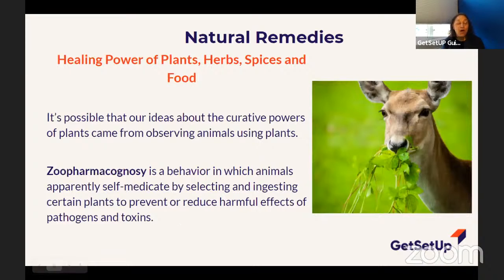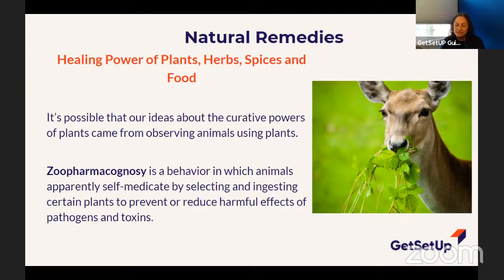So it is possible that as humans, we looked at the curative powers from plants by observing what our animals were doing. This is actually called Pharmacognosy. It's a pretty big mouthful. I've gotten better at saying it now that I say it every week, but it really is the behavior of an animal that apparently self-medicates itself. They select certain plants to ingest at certain times, to prevent or reduce harmful effects of, say, pathogens or toxins.